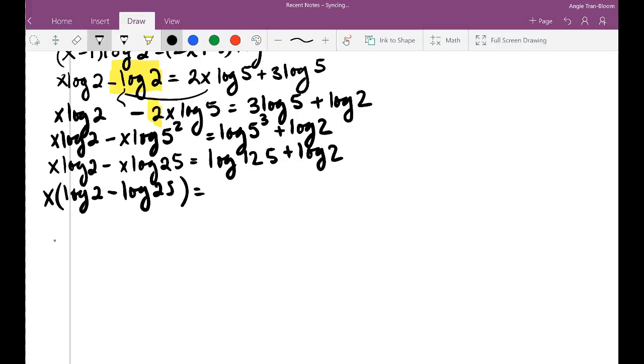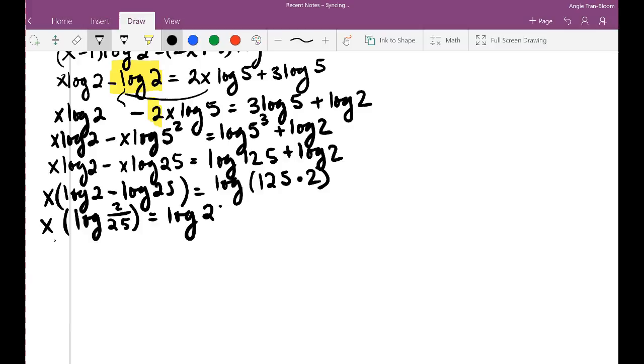On the right, can you see that the bases are the same? And I'm adding the logs? Yes. I would need to multiply. If you're adding logs, I will multiply. So 125 times 2. How about on the left? I have logs that are the same, but I'm subtracting. Divide. Oh my goodness, you're right. So log of 2 divided by 25 equals, what's 125 times 2? 250.